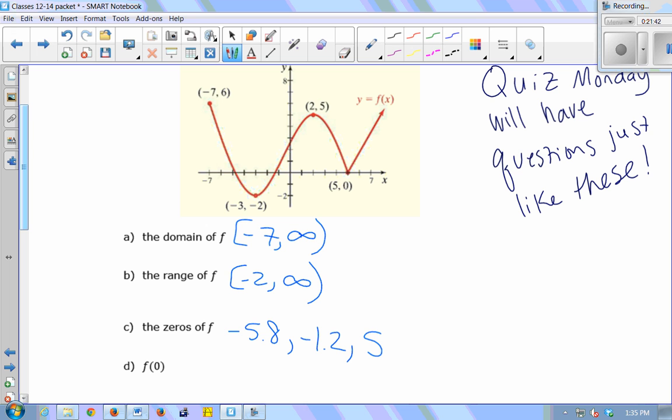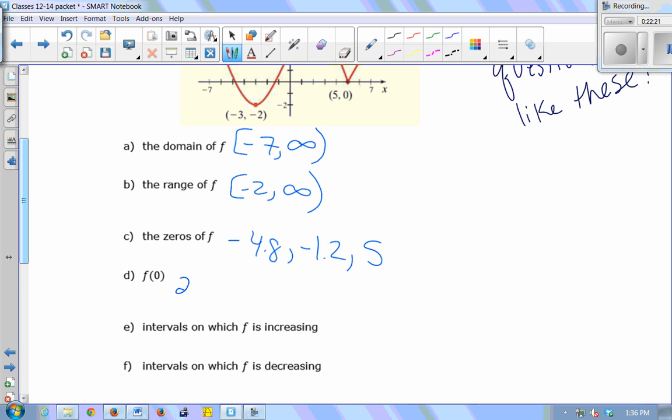Yeah, 1, 2, 3, 4. Yep, 4.8. Thank you. No, not in this circumstance. I'm forcing you to estimate here. All right, what is f of 0 approximately? 2.5 or maybe 2.6 or 2.7. Again, it's an estimate. F of 0 is the y coordinate when x is 0, right? So when x is 0, I find the y coordinate about 2.5 or 2.6.